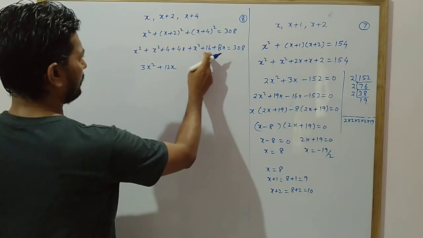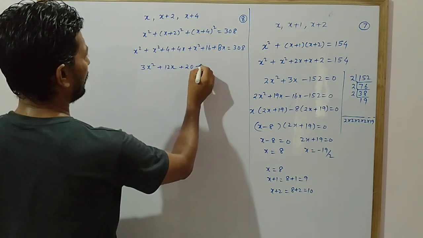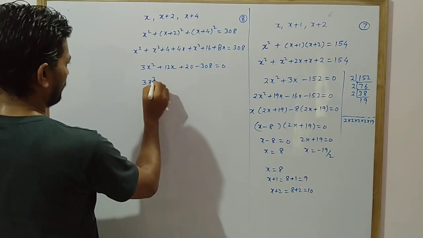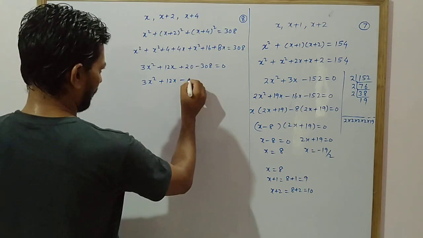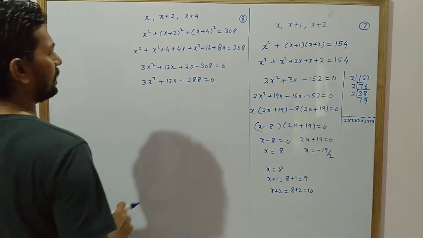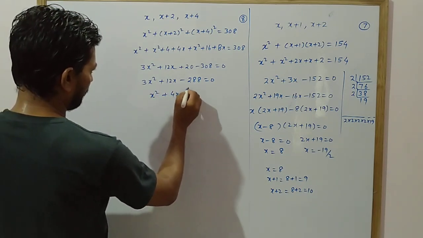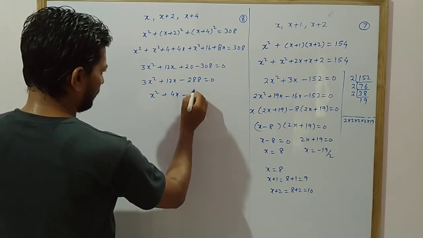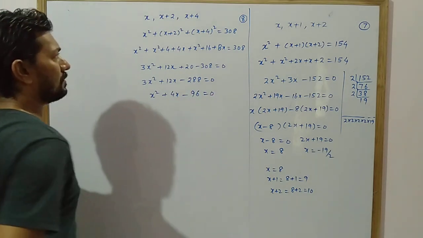So this is 20 minus 308 equal to 0. 3x square plus 12x minus 288 equal to 0. Divided by 3, it is x square plus 4x minus 96, since 3 9s are 27, 3 6s are 18. Now you can solve this one.